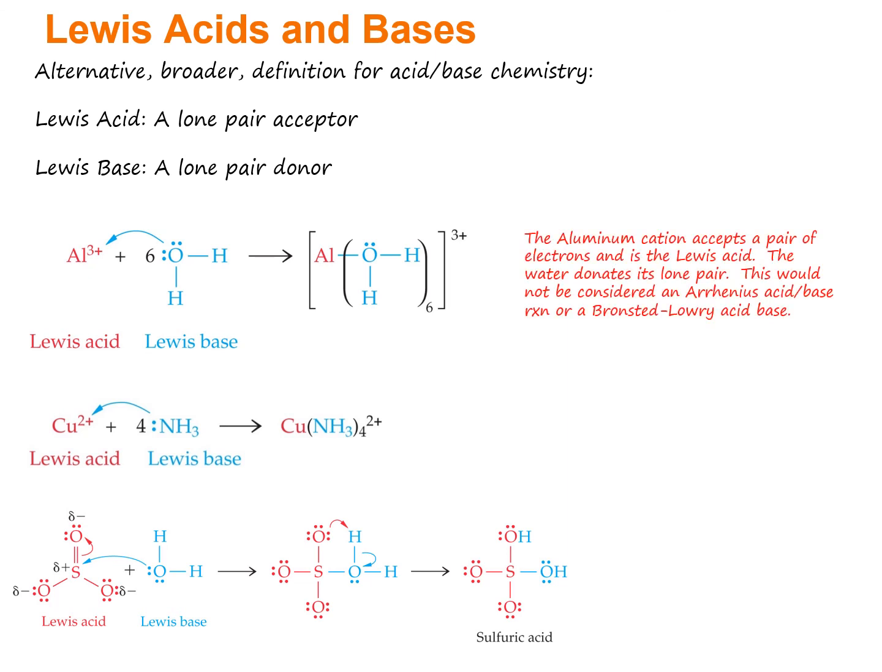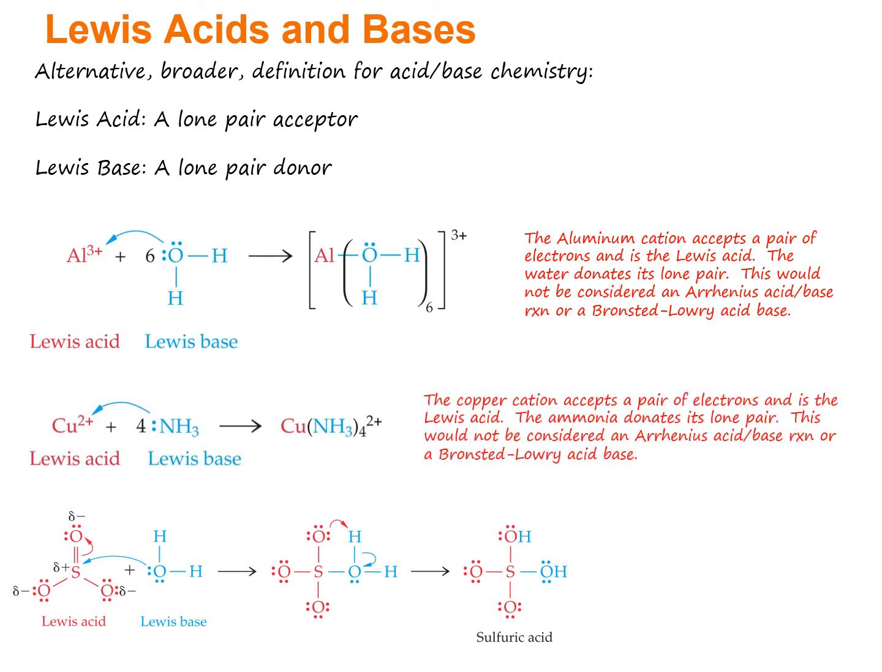And so if you look at the subsequent examples there, like for this one in aluminum, we have an aluminum cation that's going to accept a pair of electrons, and we're going to consider this a Lewis acid. And the water is the one that is donating its electrons for that bond, and so that is considered our Lewis base. If we look at copper, then copper is the one that is accepting that lone pair from the ammonia, and so that is why it's considered a Lewis acid, and ammonia is the one donating it. That's why it's considered a Lewis base.